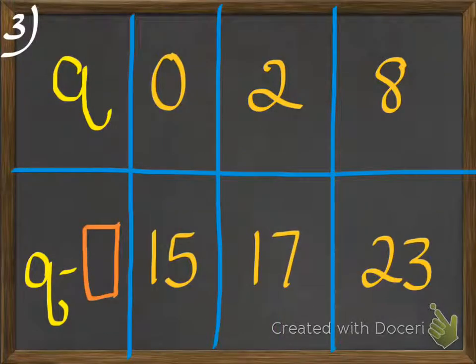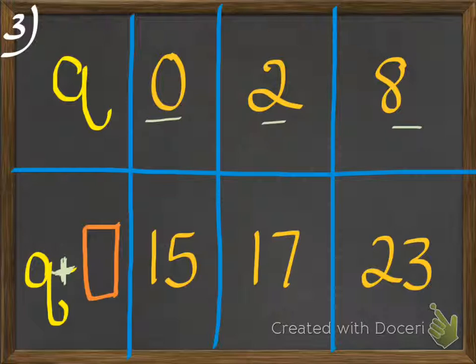So number 3, I have Q. Q is 0. Then 2, then 8. And then underneath I have Q minus, so I know I'm subtracting. Whoops, I have minus, that's odd. I wonder if I rewrote it wrong. Let me check. Yes, I had written the problem incorrectly, sorry. It's Q plus. That would not make a lot of sense, would it?